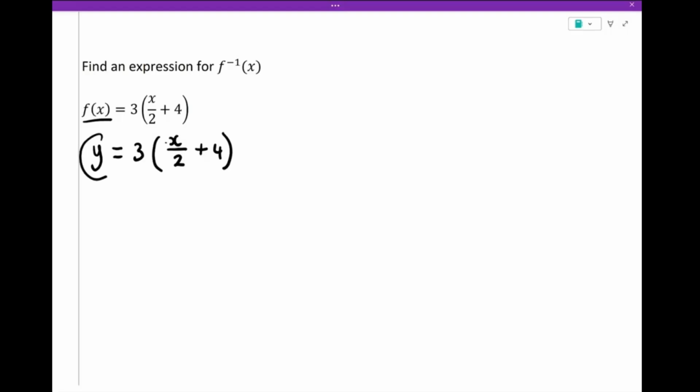So wherever there's a y, I'm going to replace it with an x. And wherever there's an x, which is here, I'm going to replace it with a y. The rest of the statement stays the same, like this. Now we need to make y the subject.